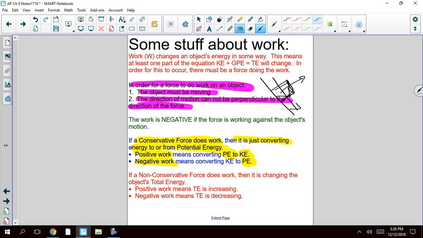Okay. All right, and in this chapter, because we're focusing specifically on what I call conservation of energy problems, we will not have non-conservative forces doing work, okay? Because that would change your total energy. That's chapter 9, okay?